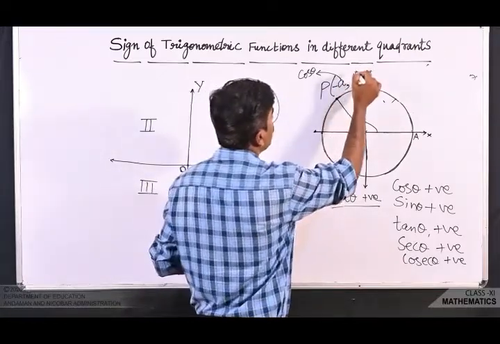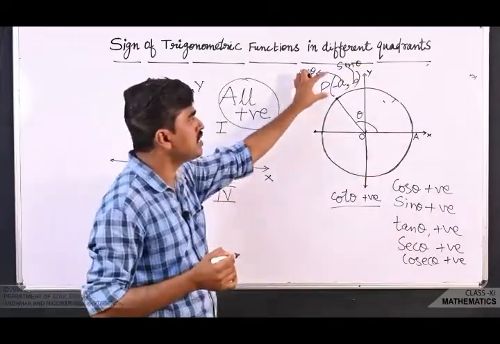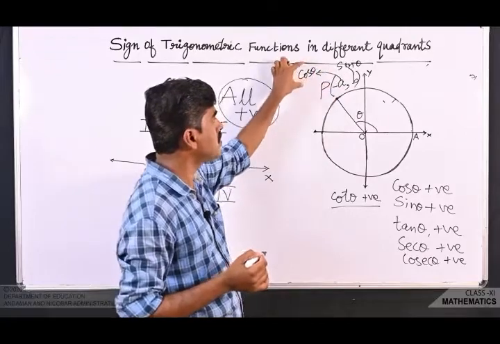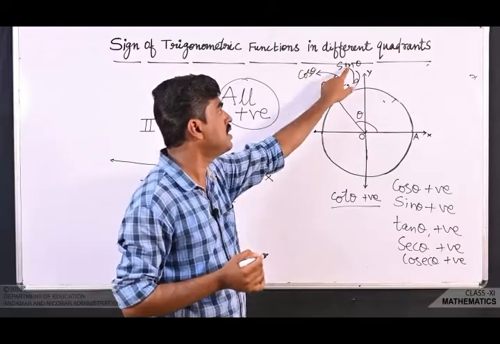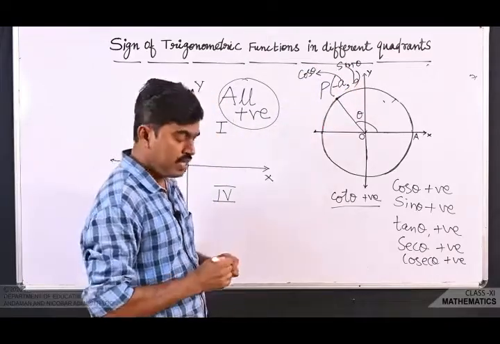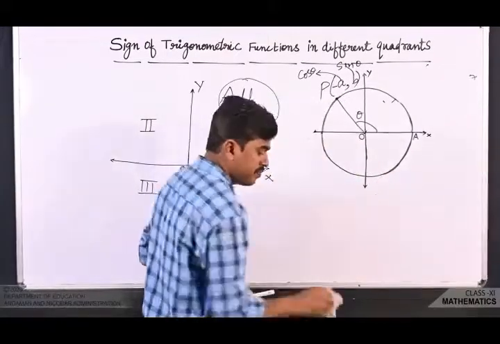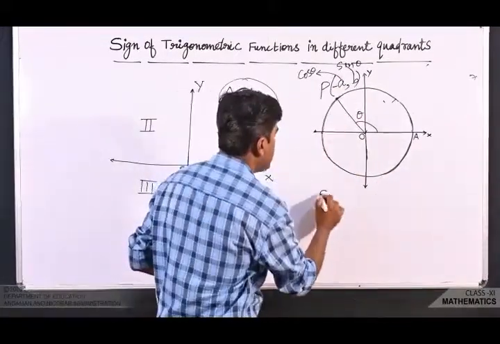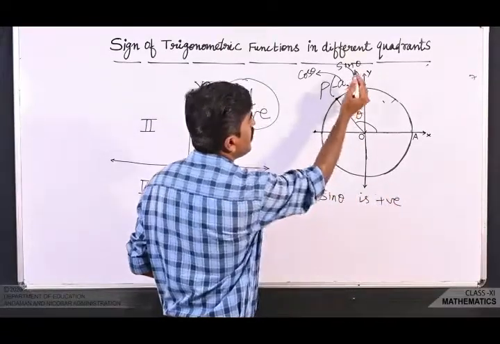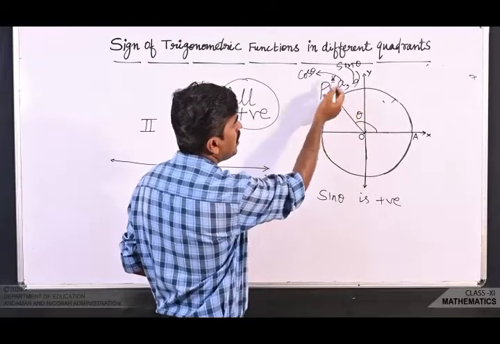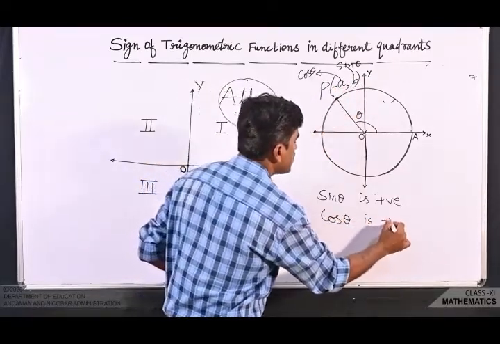In this way, we will get this as sin theta. If the coordinates of the point P are represented by cos theta and sin theta, we get cos theta is negative there and sin theta is positive. So in the second quadrant, sin theta is positive because the y-coordinate is positive there, the x-coordinate is negative, and cos theta is negative.